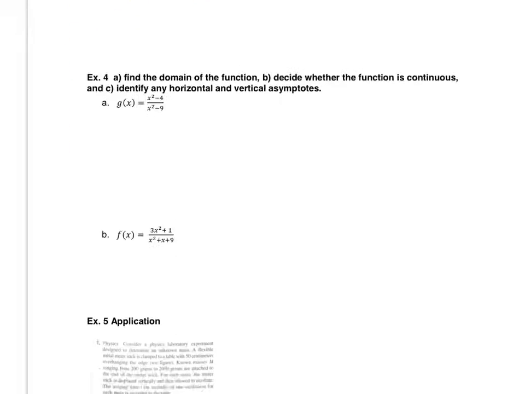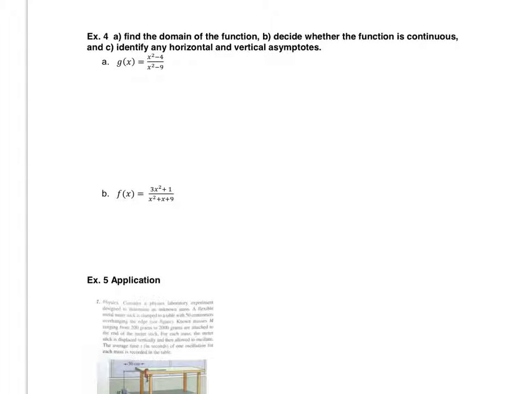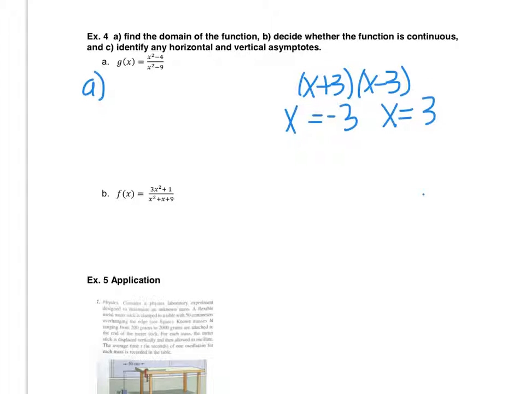Okay, so moving along, it says find the domain of the function, decide whether the function is continuous, and identify any horizontal and vertical asymptotes. Okay, so for part A, all we have to do is exclude whatever would make our bottom 0. So if you notice, our bottom will factor to x plus 3 and x minus 3. So the two values that would make my bottom be 0 are x equals -3 and x equals 3. So what I'm going to do is say my domain is all real numbers except x cannot equal 3 or -3.